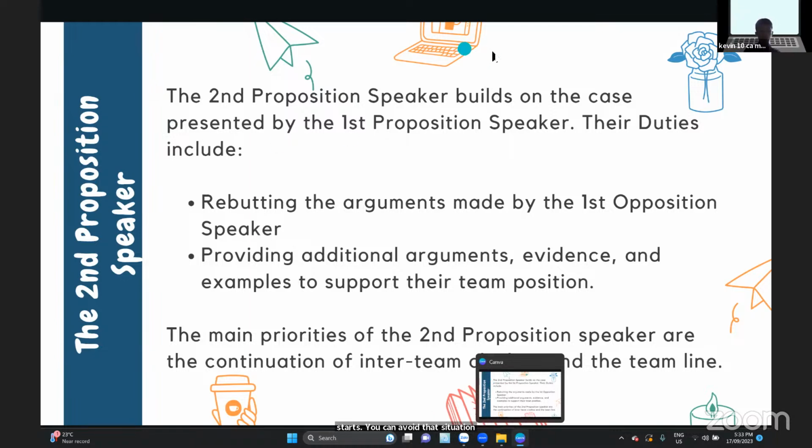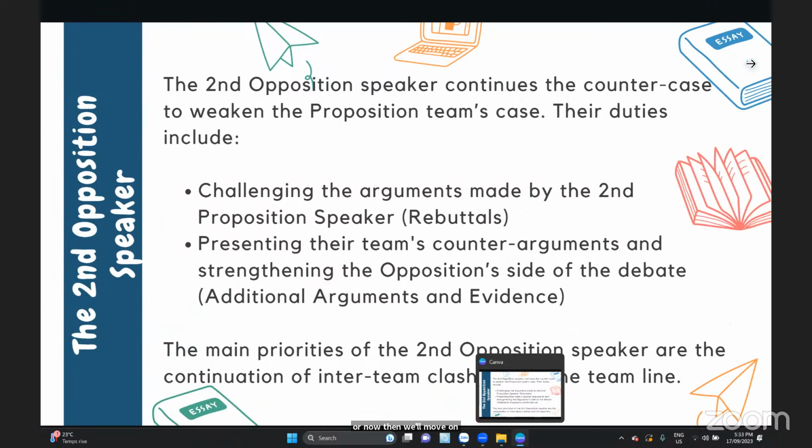Okay, last question for now, then we'll move on. I did see this as a common issue: a speaker went to the wrong side. For example, on the affirmative side, the second speaker made a speech for the negative side. How do we fix that, and how can we solve that?